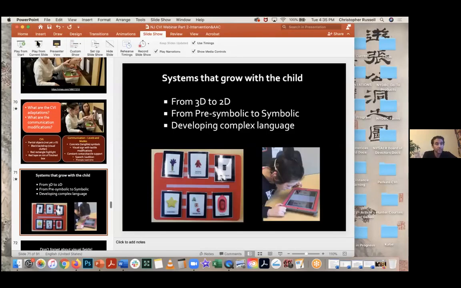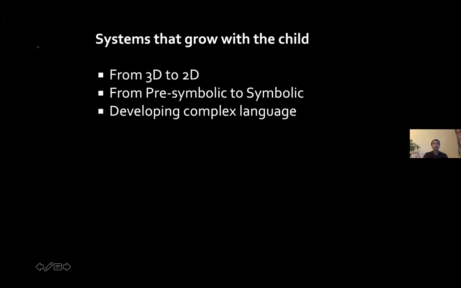Now, one very last thing: we want systems that grow with a child. We don't want to think that the end goal is the tangible symbols. We want systems that can grow as the child improves visually, as well as in terms of communication. So systems that can go from 3D to 2D, as well as systems that can go from pre-symbolic to symbolic, and even on into developing more complex language.